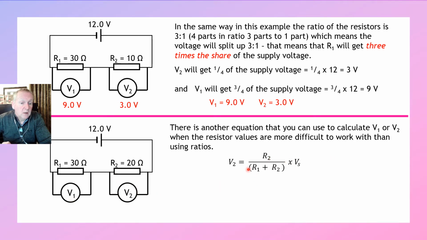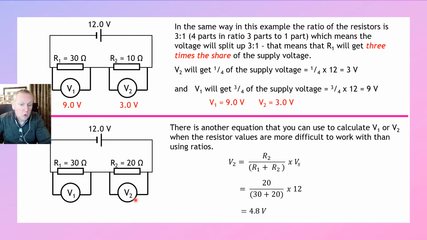And it doesn't really matter whether it's V2 or V1 that you want to find, as long as, if you want to find the voltage across that resistor, that's your resistor that goes on the top line. Okay, so in this case, R2 is 20 divided by the total resistance, which is 30 plus 20, and then that's times the supply voltage. And if we do that, that gives a value of 4.8 volts. So the voltage across R2 is V2, and it's 4.8 volts.